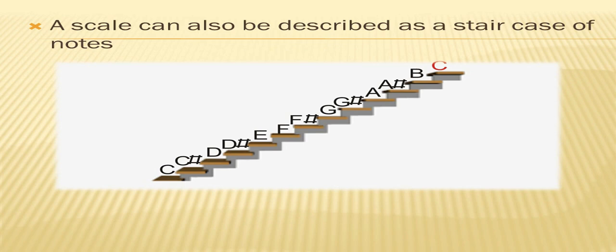Okay, let's look at this. A scale can also be described as a staircase of notes. Yes. We use the staircase to climb up, and then we can also climb down, as the case may be. So here we have C, C sharp, D, D sharp, E, and that goes up on until you get to C.